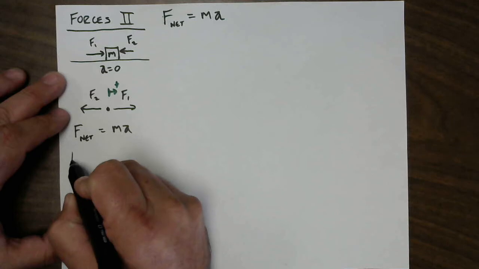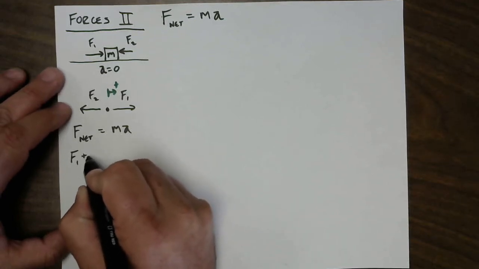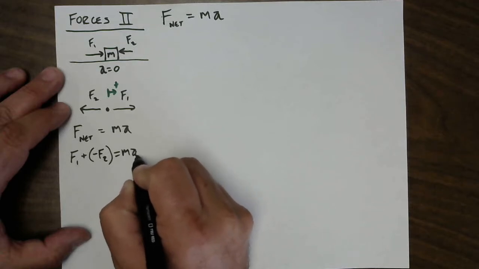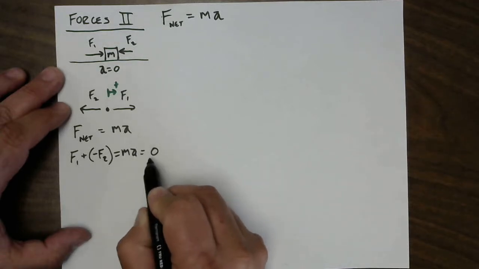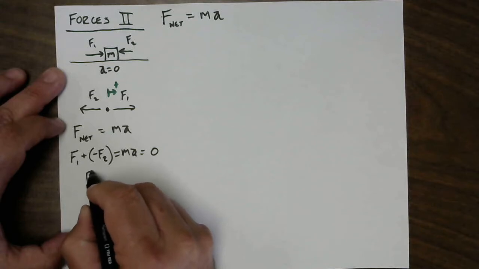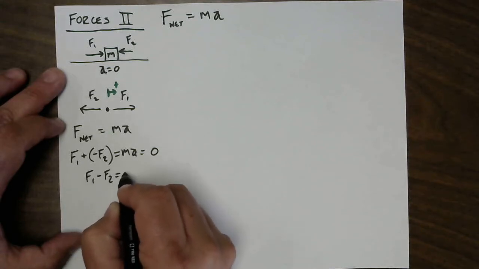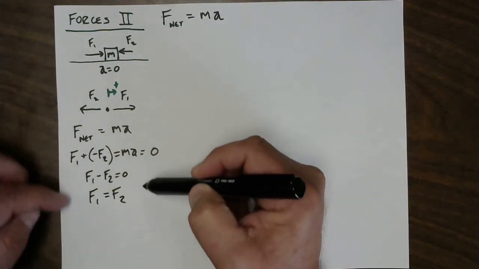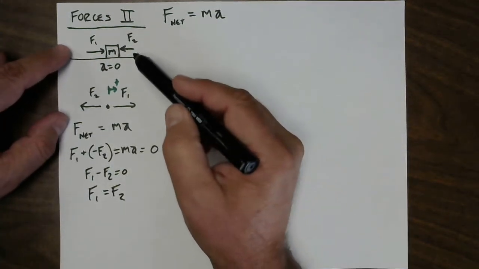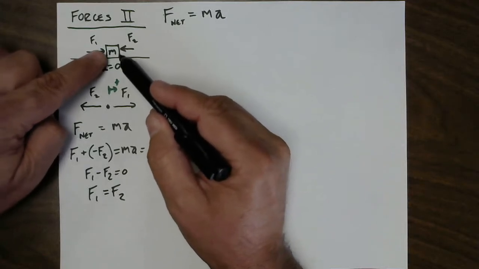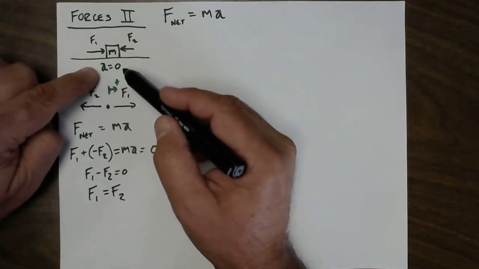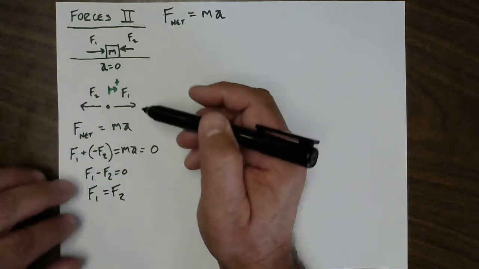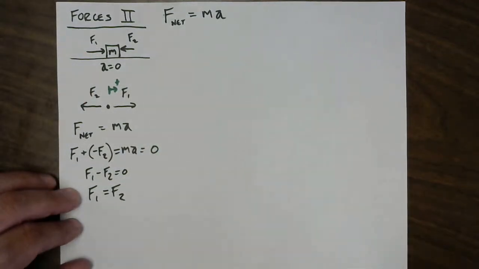But that means that we have a positive F1 and we are going to add to it a negative F2. And that's going to equal m times a, which of course is 0 because a was 0. So this immediately tells you that F1 minus F2 equals 0, or F1 equals F2. This is a proof of your common sense idea that if these two forces are being exerted in opposite directions on the object and there's no acceleration, then the F net must be 0. In other words, they must be equal to each other.